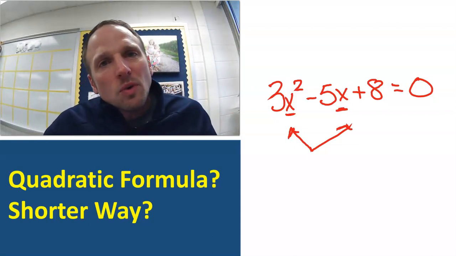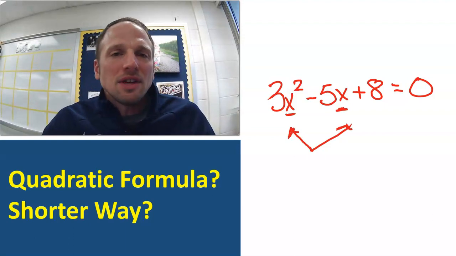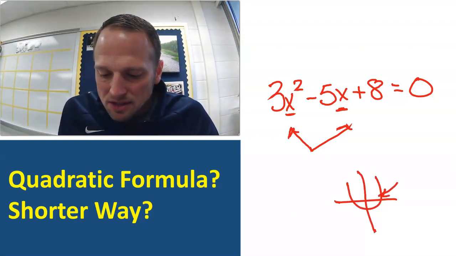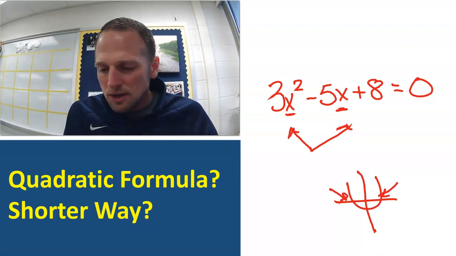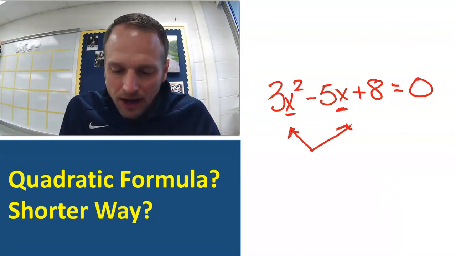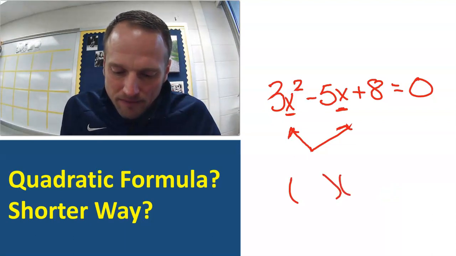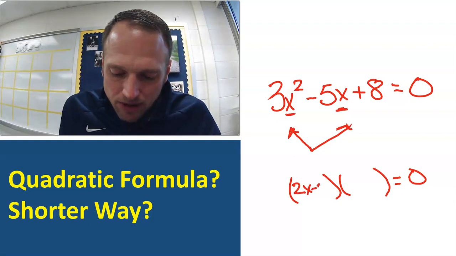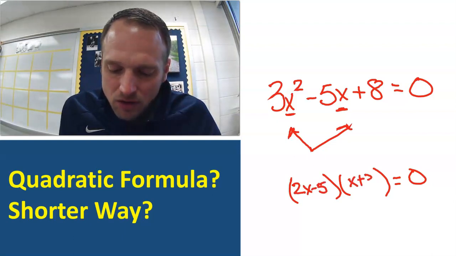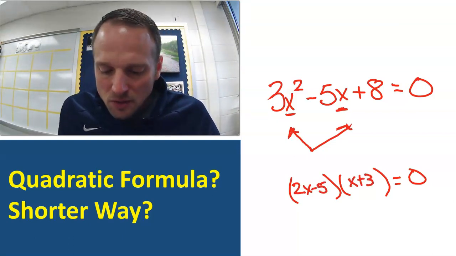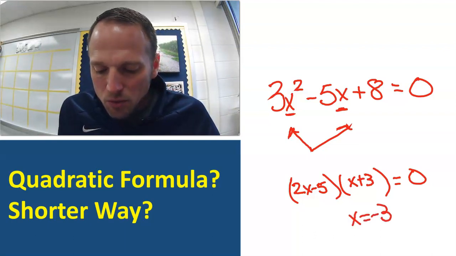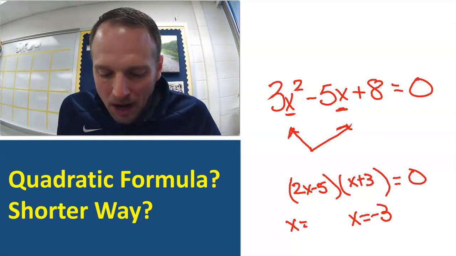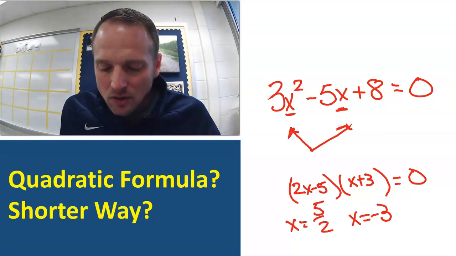So we had a couple of different ways that we could solve these. We could solve by graphing and see where it crossed the x-axis, and our answers were at those two spots. We could solve by factoring, and I'm just going to make up some numbers. Say we had 2x minus 5 and x plus 3. We would get the first answer as x equals negative 3, and the second answer as x equals positive 5 halves. And those would be our answers.